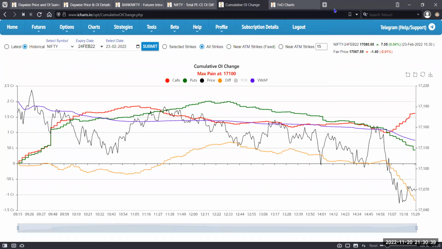What other questions are there? Let me quickly check. Which tool to focus on for option sellers?